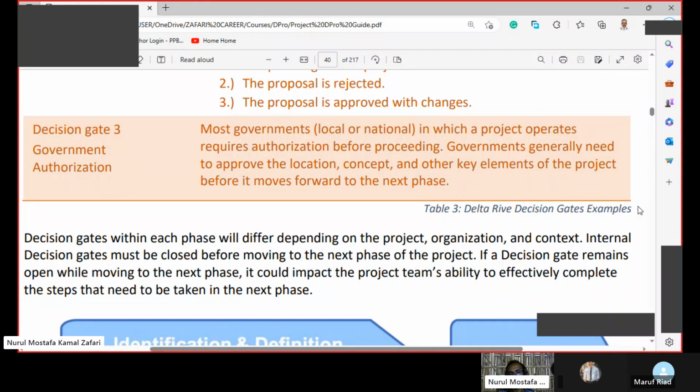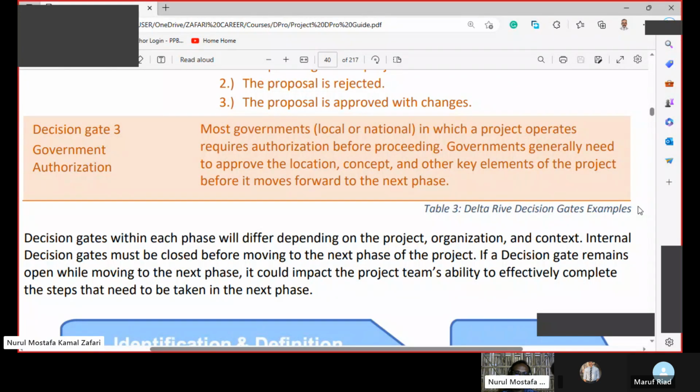So in each gate, if you stop, you can see that your work is really relevant and you are rewarded. And these gates stop us to make sure that we are not investing our time, resources and effort to let it go in vain. Decision gates within each phase will differ depending on the project, organization, and context.